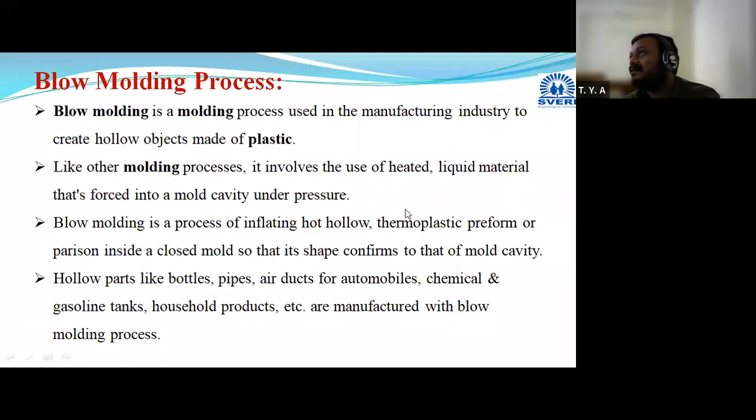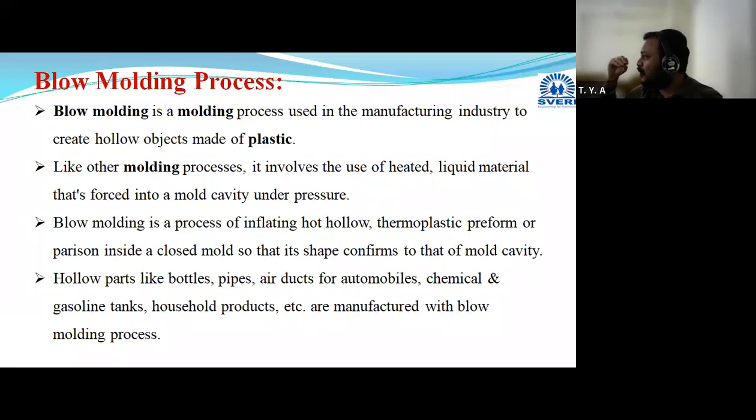Here, very much similar to the other processes, what it involves is explained. Now I will explain it with the help of a diagram. Initially, there will be one material, which will be termed as a parison. A tube-like material will be there, termed a parison or preform. It is tube shaped, with one opening and the other end closed. At one end a small opening will be there, and through that opening we blow the air.